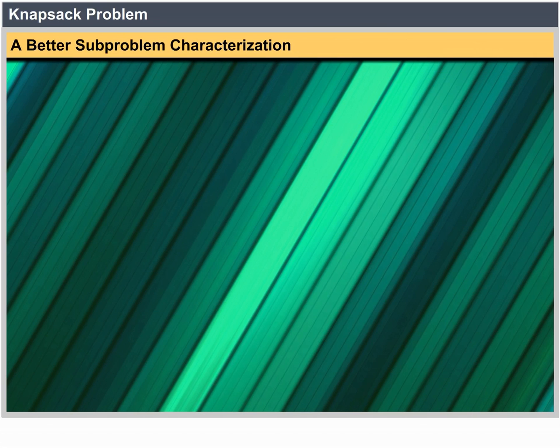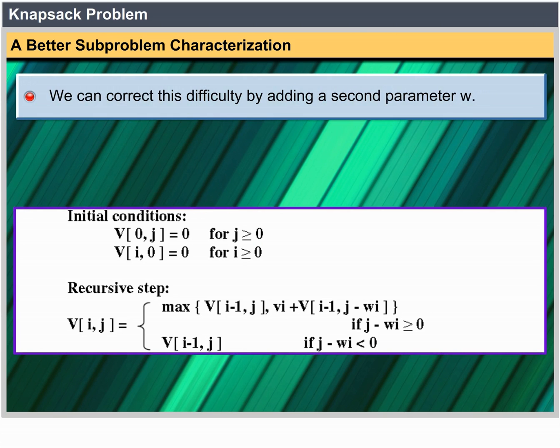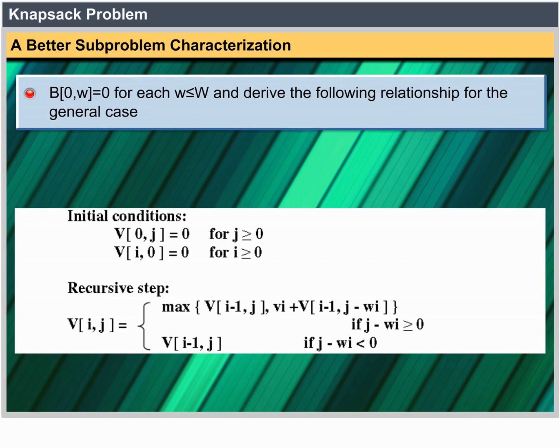A better subproblem characterization. Defining subproblems only in terms of an index k is fatally flawed, in that there is not enough information represented in a subproblem to provide much help for solving the global optimization problem. We can correct this difficulty by adding a second parameter w. Formulate each subproblem as that of computing B(k, w), which is defined as the maximum total value of a subset of Sk from among all those subsets having total weight exactly w. Let B(0, w) = 0 for each w less than or equal to capital W, and derive the following relationship for the general case.